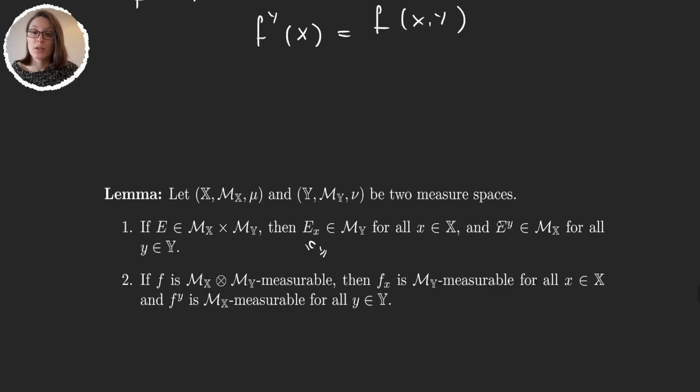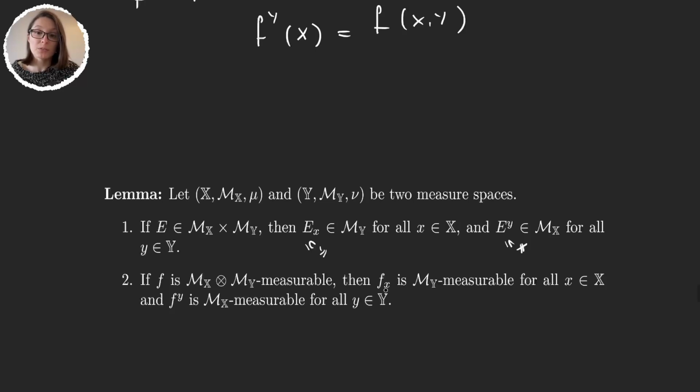And the same now for the y sections. So you fix an element y in Y, and this section, which again is a subset of X, is actually an element in the sigma algebra of X. And now a very similar thing for functions. So if I take a function that's measurable with respect to the product sigma algebra, then the x slice is measurable in the Y sigma algebra.